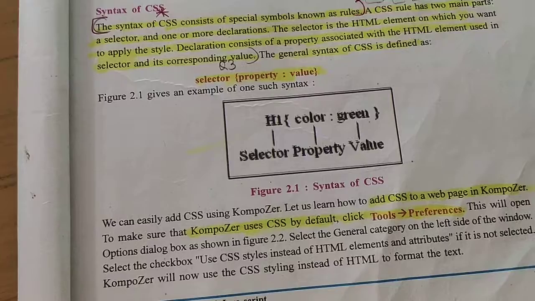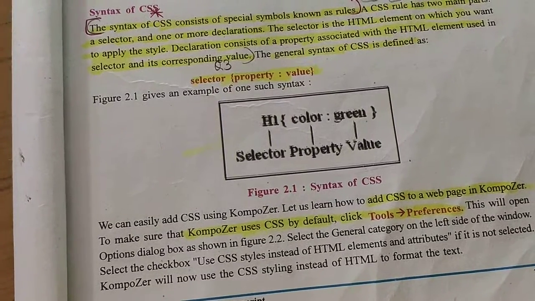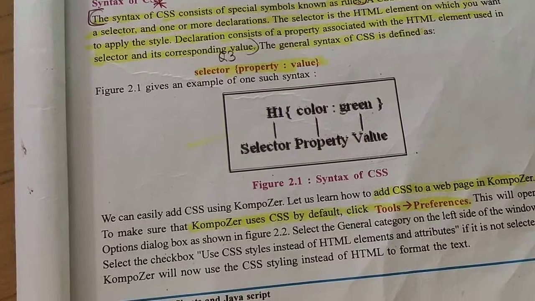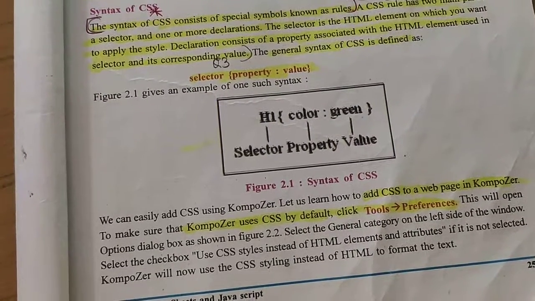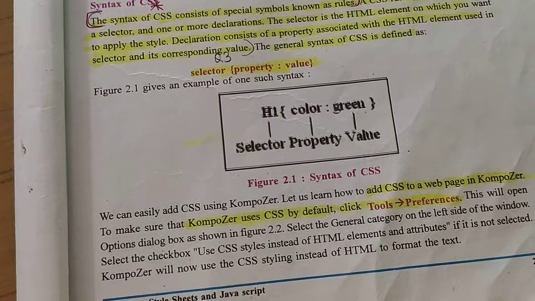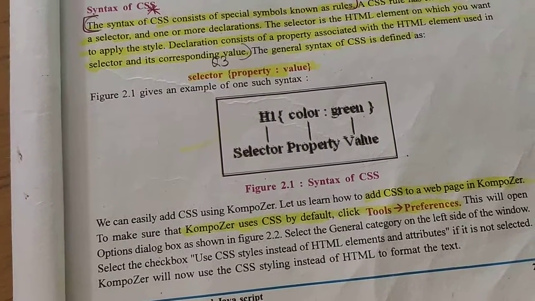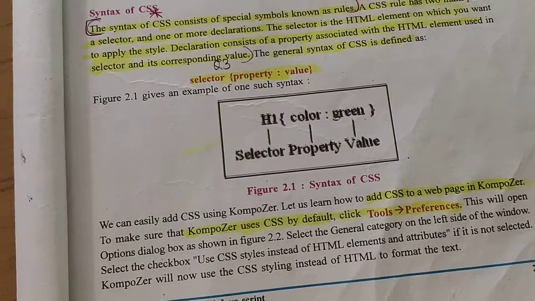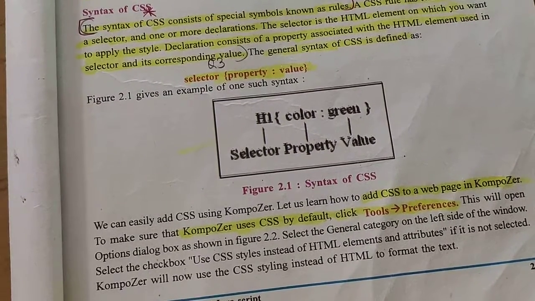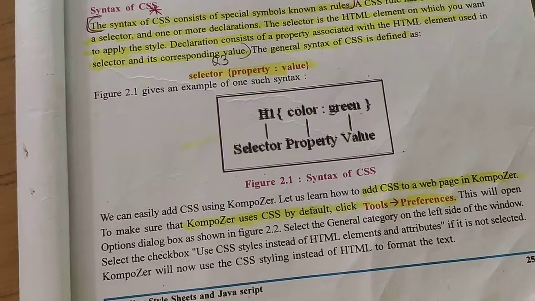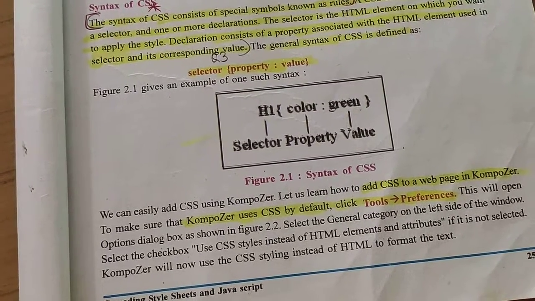So this is the basic format for CSS: selector, property and value. Property and value come in the declaration. So selector and declaration are the main parts of CSS elements in HTML. In Composer's web pages the same tools and preferences exist. We can go for CSS in tools and preferences.